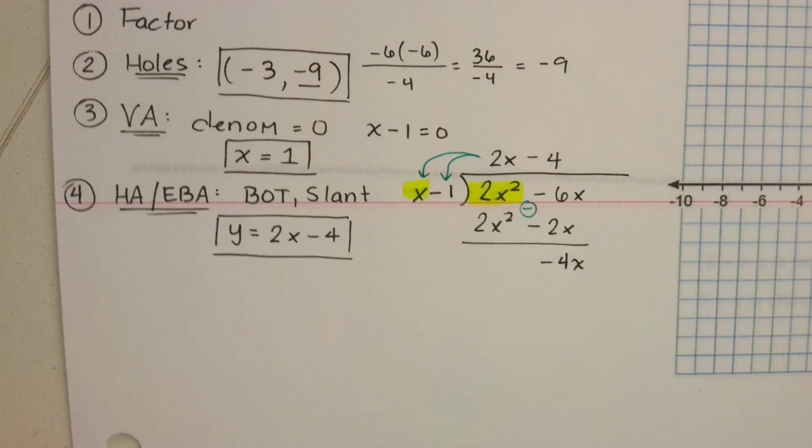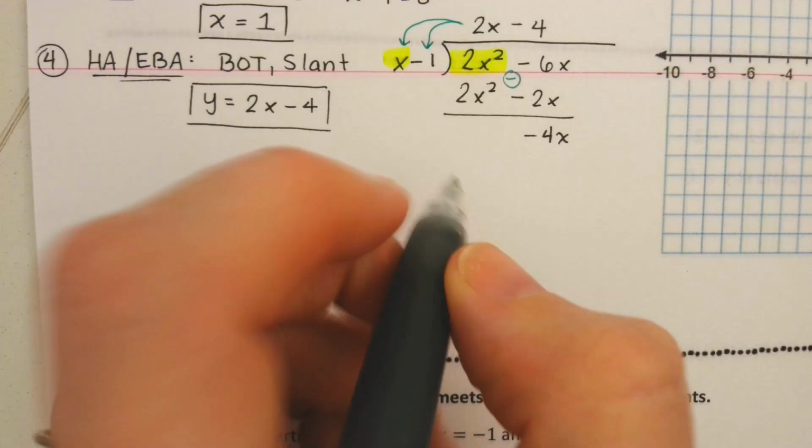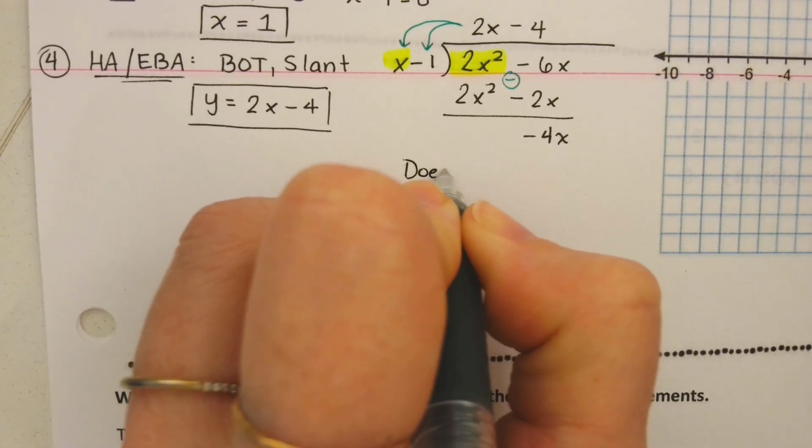Okay. What did we learn yesterday? What was our new key feature for yesterday? Does it cross? Does it cross? Right, that was our new key feature. Let's figure out, does it cross?